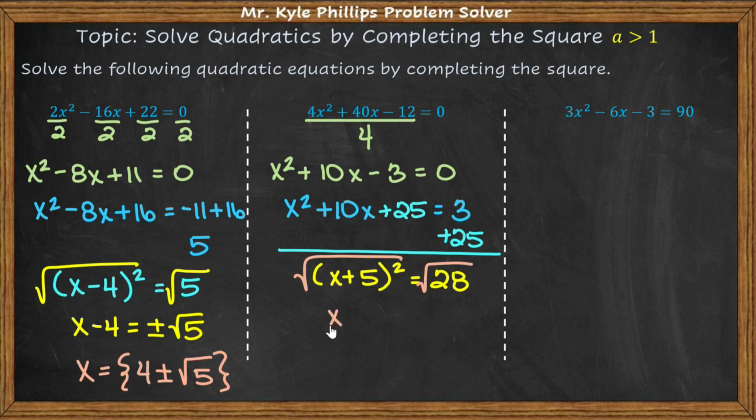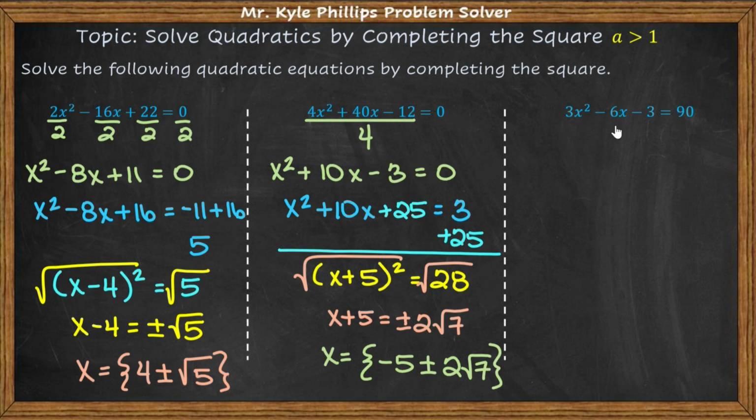So here I have x plus 5 equals, again, remember, this is totally up to your teacher. You can simplify the radical. You do not have to. I will do it for the purpose of this video. So this is going to be plus or minus 2 root 7. And then I can subtract. So here, my answers are negative 5 plus or minus 2 root 7.